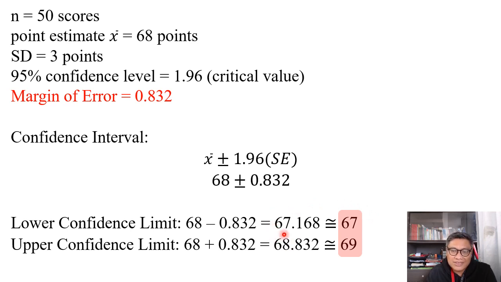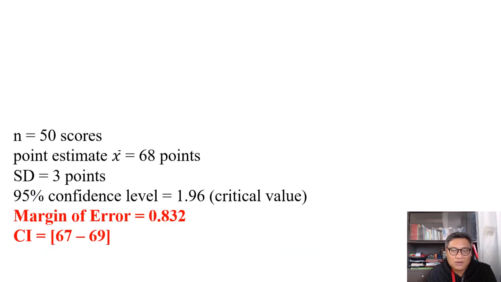So 67.168 as the lower limit remains to be 67, while 68.832 would be rounded to 69. Based on the sample mean of 68 points from the 50 scores, we can now say that the mean score of all the students in the University of Baguio taking mathematics will range only, class, from 67 to 69. With how many percent confidence? That would be 95% confidence.